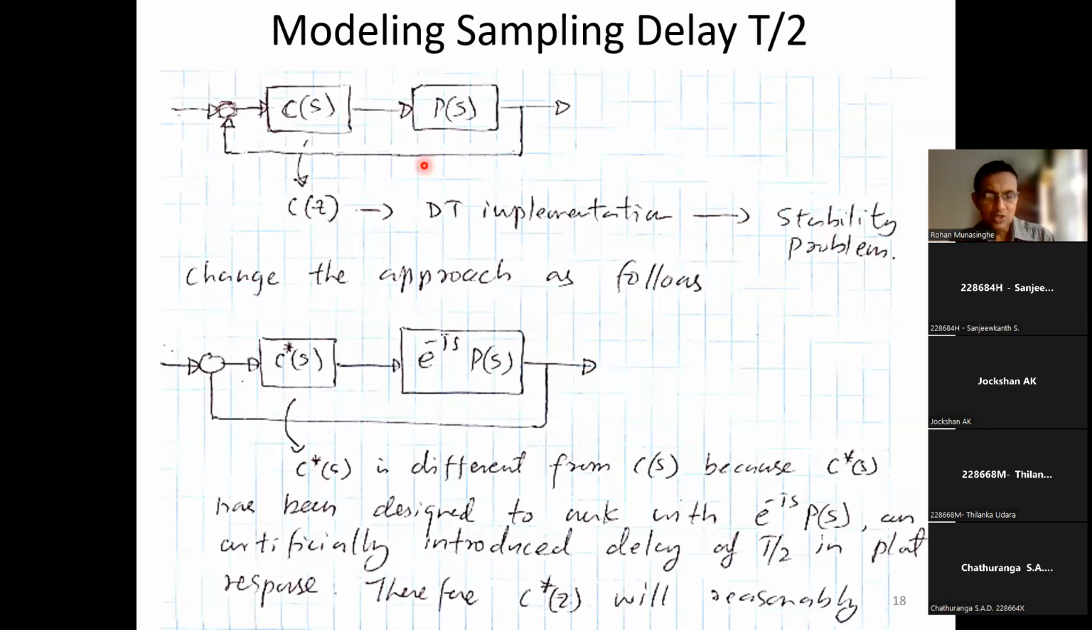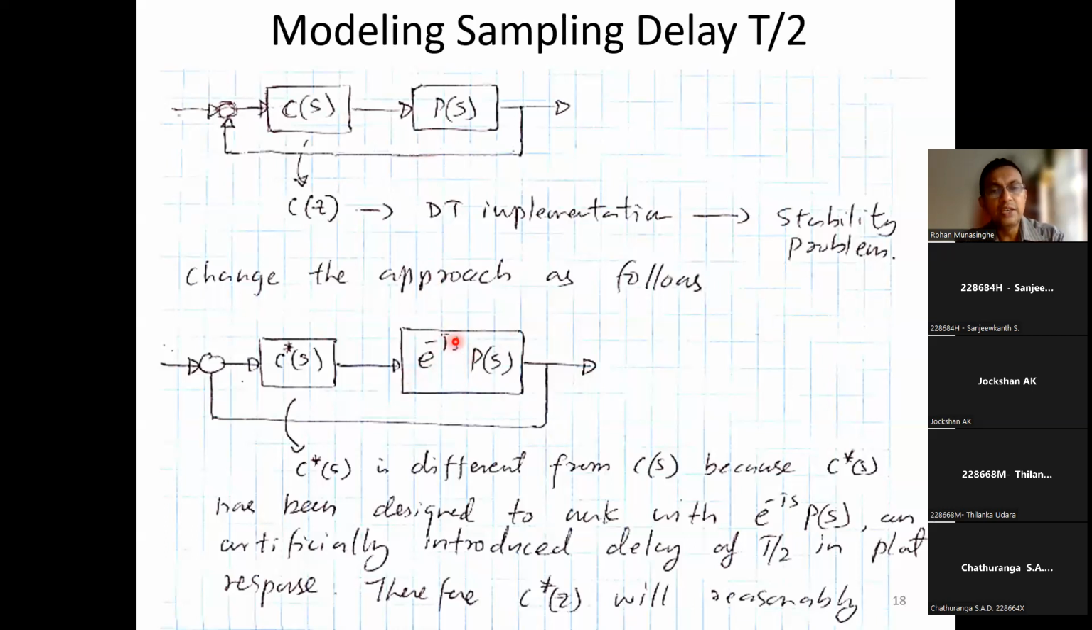Right. Now you understand that you will be better off if you take not P(s), but the equivalent transfer function of P(s), including to it the zero-order hold into account, and design the controller with that. Or else you can do it like that.